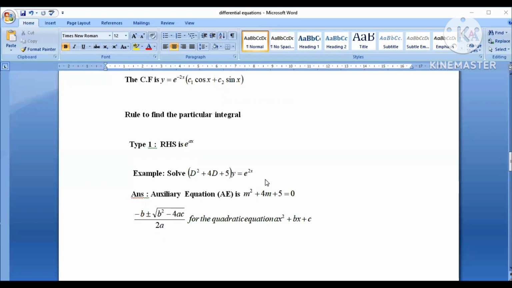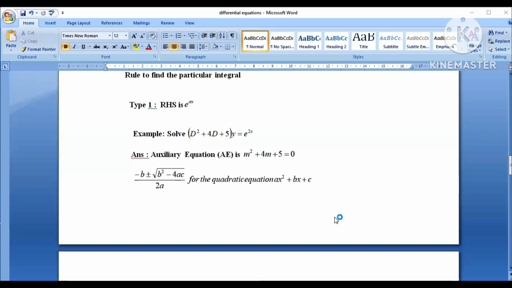Auxiliary equation is m square plus 4m plus 5 is equal to 0. Using the quadratic equation formula, minus b plus or minus square root of b square minus 4ac, whole divided by 2a. A is equal to 1, b is equal to 4, c is equal to 5. If you apply this formula, you will get minus 2 plus or minus i. The complementary function is y is equal to e power minus 2x into c1 cos x plus c2 sin x.